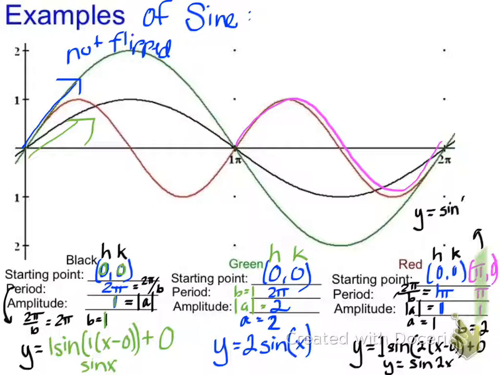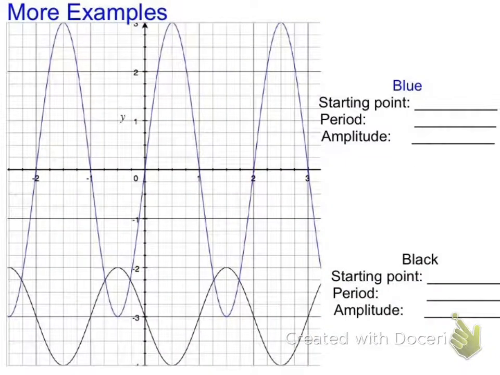So another solution would be that the rule is sine of 2 parentheses x minus pi, because the only thing that's changed, remember, is that the shift has changed. So the only thing that's different is that the h and k are different. The b is still the same and the a will still be the same. So this rule is also a correct answer to the problem.